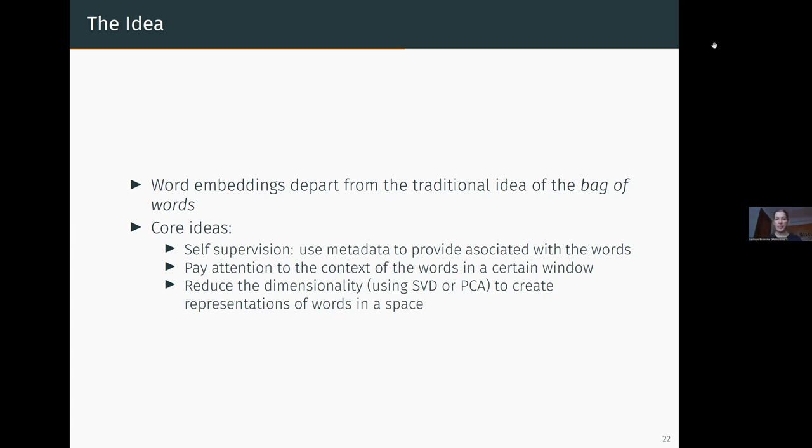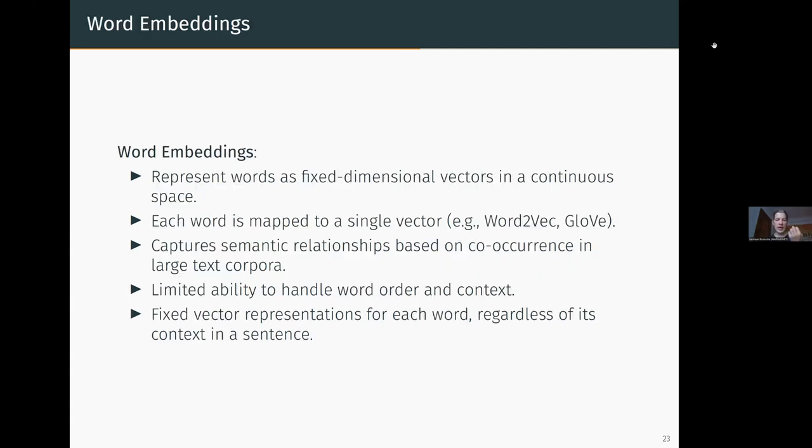So if we, for example, read that sentence above there, "word embeddings depart from the traditional idea of the bag of words," we see that the word bag here is meant as an idea, not as an actual physical bag. That's clear from the sentence. And the third thing it is based upon is that we reduce the dimensionality of the text, using either singular value decomposition or principal component analysis, to create representations of words in a space. We will get later to how this works.